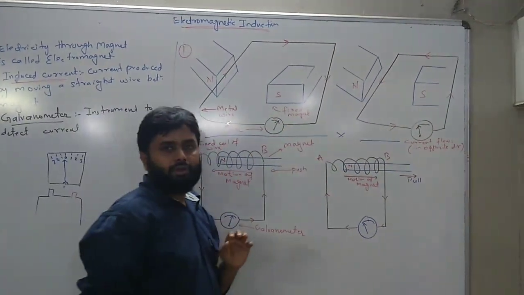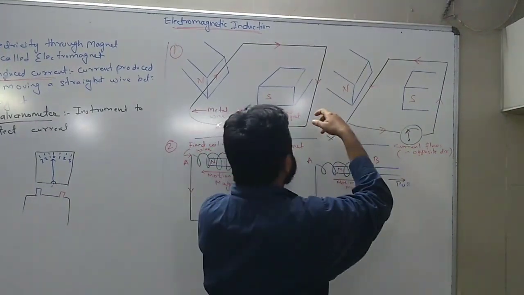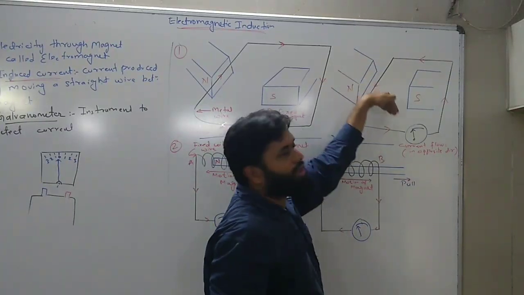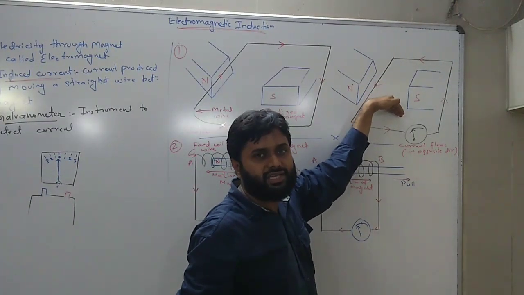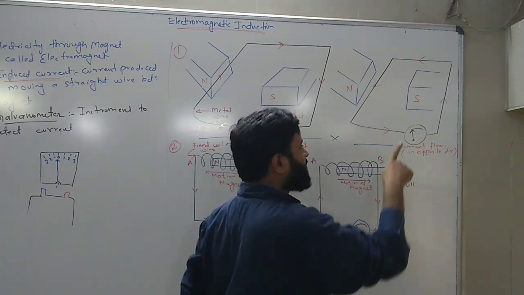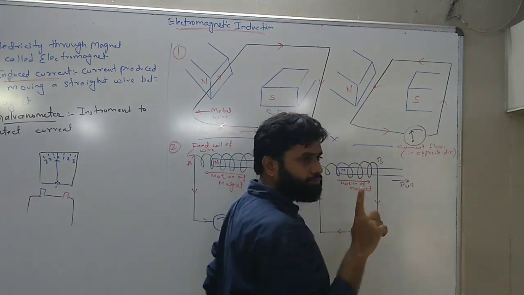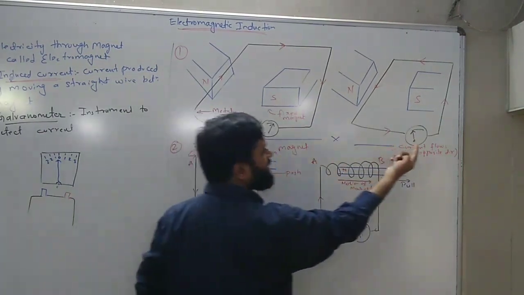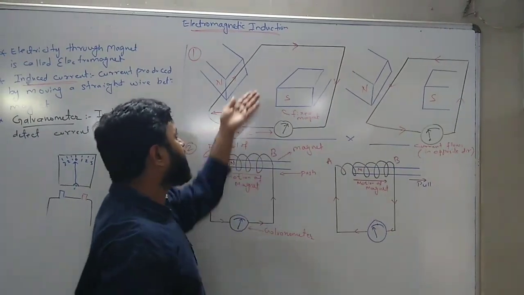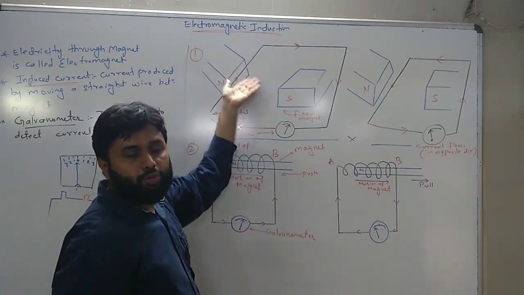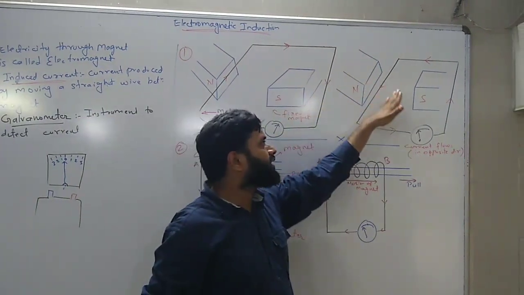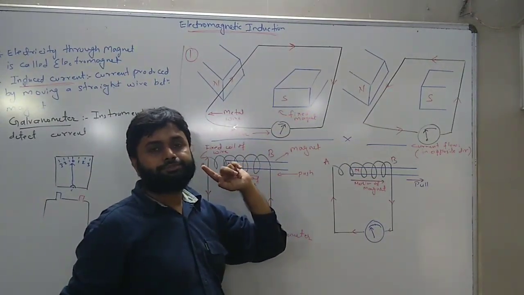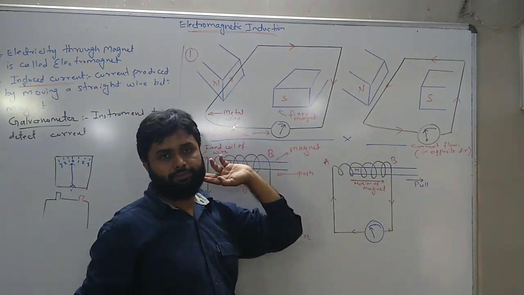In the other case, where the wire was moved upward before, here we push the wire in the downward direction. Again the galvanometer shows movement, but in the opposite direction. Here it was in this direction, here it is in this direction. Here we moved the wire upward, and here we pushed the wire downward. The current is induced in both cases, but in opposite directions.